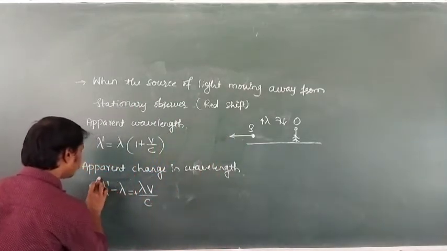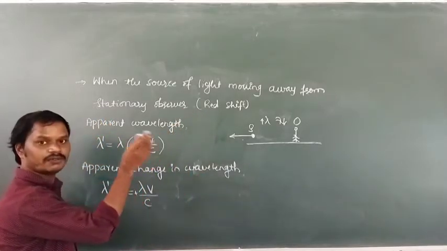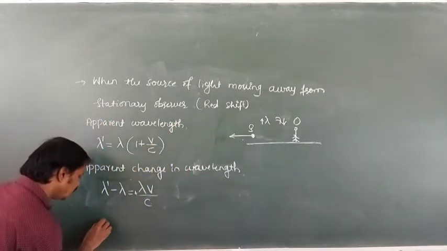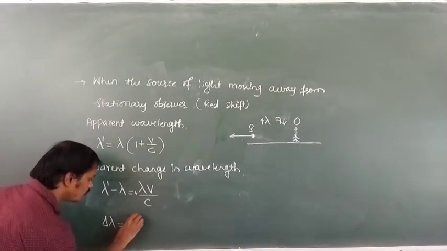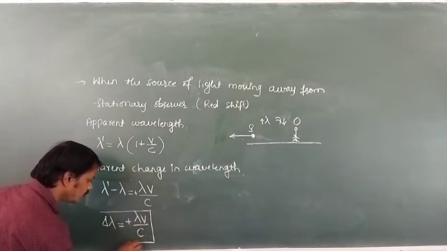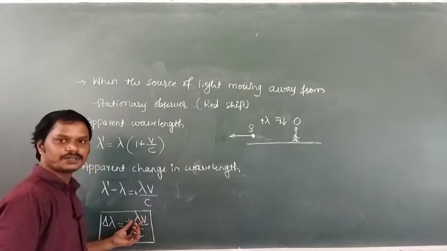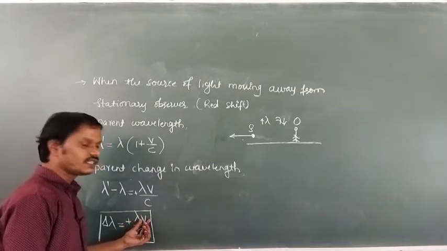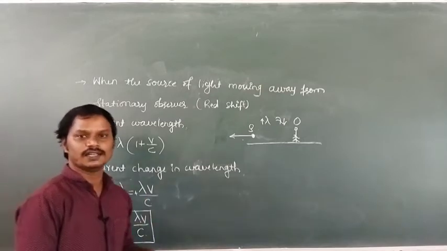This is the formula to find the apparent change in wavelength when the source of light is moving away from the stationary observer. We can write this equation as delta lambda is equal to plus lambda into V by C. Once again, what is lambda? Lambda is the actual wavelength. What is V? V is the speed of source of light and C is the speed of light.